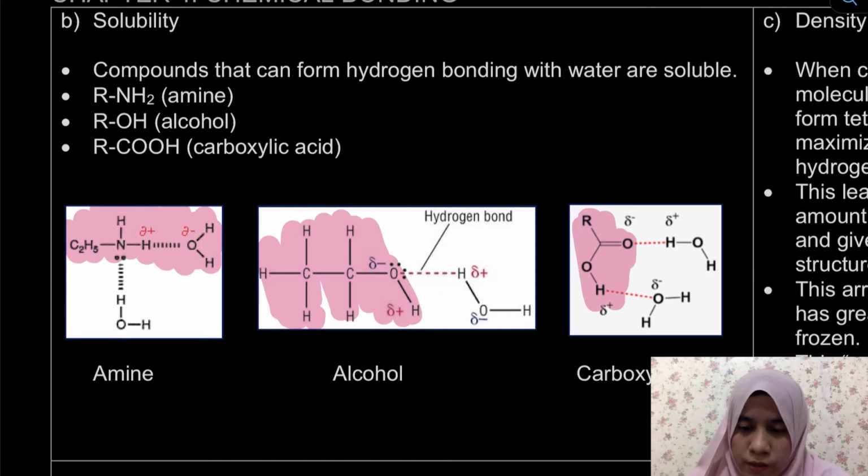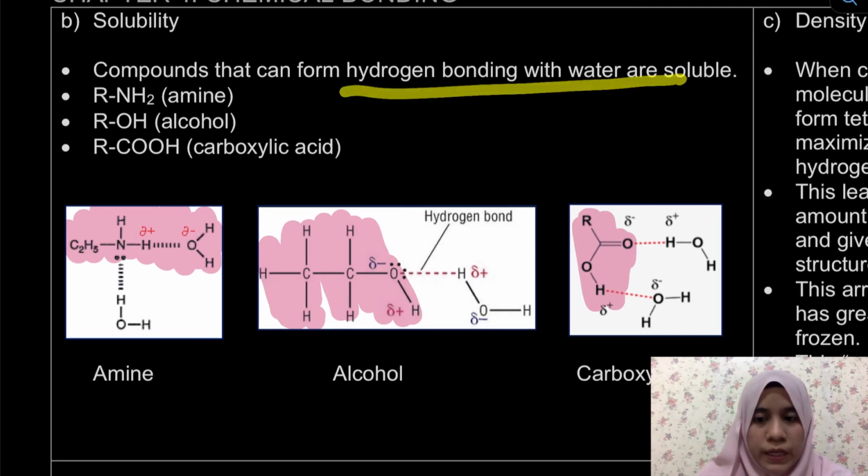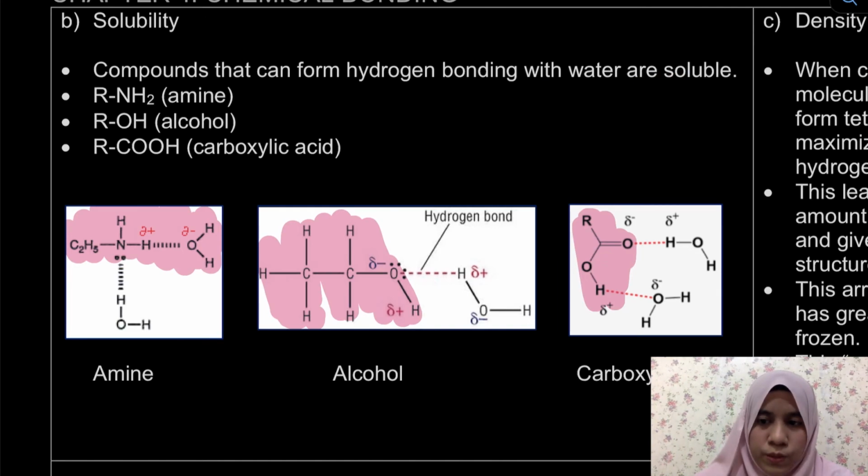Okay. For the case of carboxylic acid, the oxygen, the double bonded oxygen ni can form hydrogen bond with our water. The same goes for the case of hydrogen which is bonded to the oxygen here can also form hydrogen bond with water. So when the organic molecule can form hydrogen bond with water, hence it is soluble. Dia soluble tu maknanya dissolve in water lah. Macam mana kamu makan Panadol soluble tu kan.